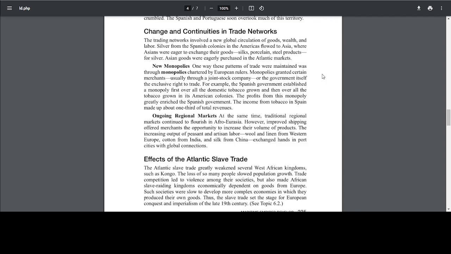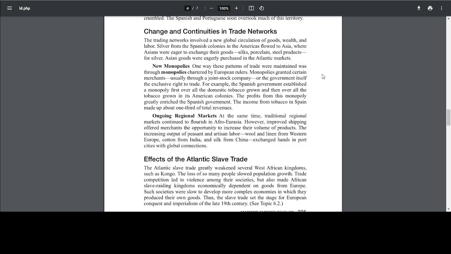New monopolies. One way these patterns of trade were maintained was through monopolies, chartered by European rulers. Monopolies granted certain merchants, usually through a joint stock company or the government itself, the exclusive right to trade. For example, the Spanish government established a monopoly first over all the domestic tobacco grown and then over all the tobacco grown in its American colonies. The profit from this monopoly greatly enriched the Spanish government. The income from tobacco in Spain made up about 1/3 of total revenues.